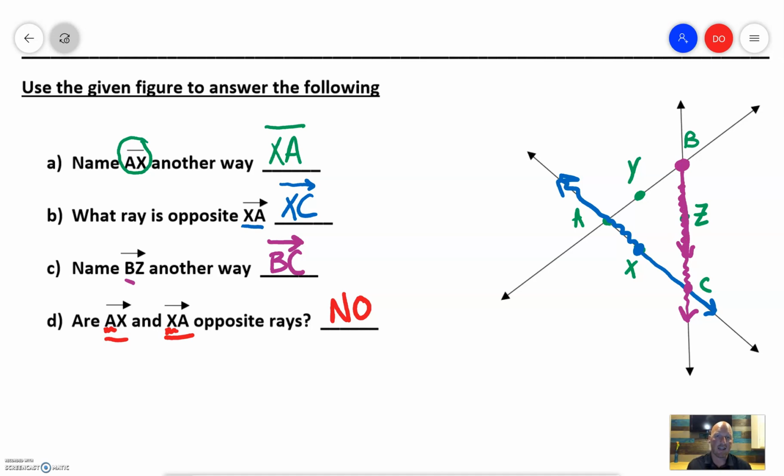They do create a line together. If you look at the union of those 2 rays, it does create one line. But remember, 2 stipulations to be opposite rays. You must share the same endpoint, and you must create one line together.